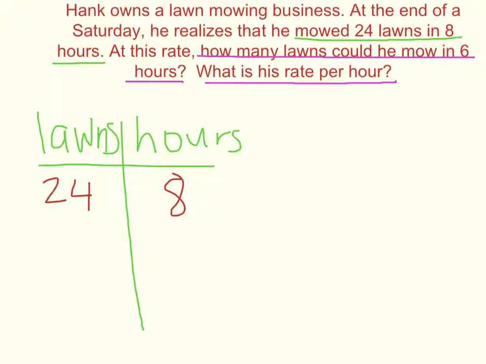I also know that I need to find how many lawns he can mow in 6 hours, and per hour just means 1. So in order to find this, I'm going to use one of my tools, and I like the tape diagram, so I'm going to start with that one.